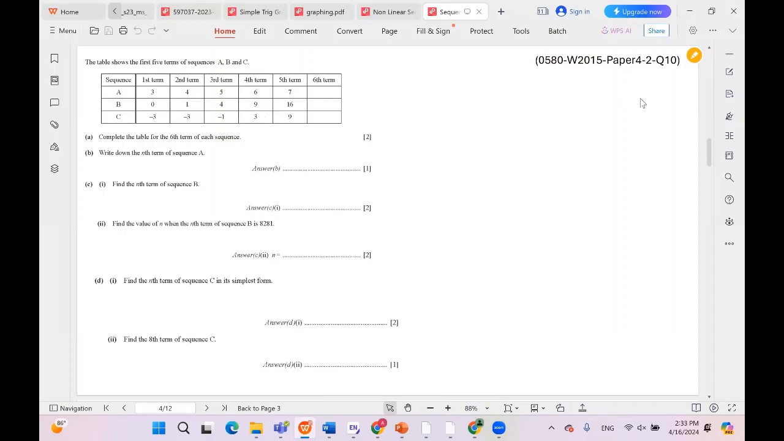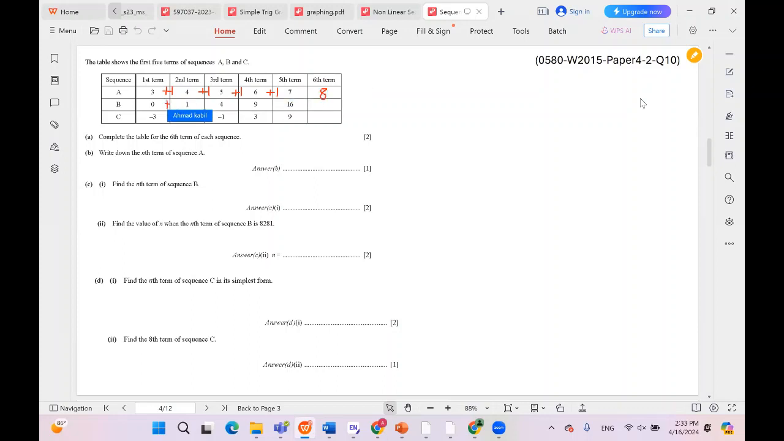This is another question of the same type. The table shows the first 5 terms of the sequences A, B, and C. Complete the table for the 6th term of each sequence. So here, for the first question, we just need to get the new term. You can just figure out the pattern. From 3 to 4, you have plus 1. From 4 to 5, you have plus 1 as well, plus 1, plus 1. So this is going to be 8.